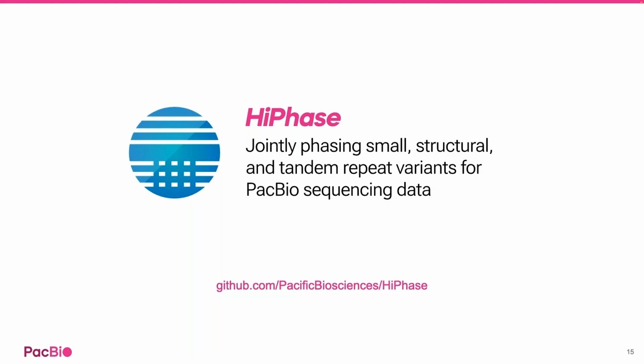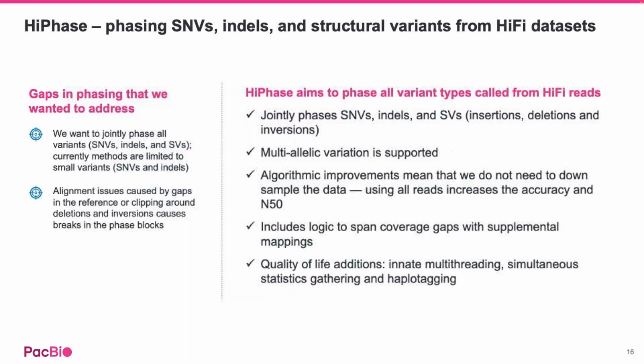Next, I want to introduce a new phasing tool, HiPhase. Historically, we have seen third-party tools like WhatsHap have decent performance in small variant phasing and be well accepted by the community. While this is encouraging, we're still seeing gaps that we want to further address. This includes joint phasing of all advanced types of variants besides SNVs and indels, starting with structural variants, as well as breaks in phase blocks caused by alignment issues.